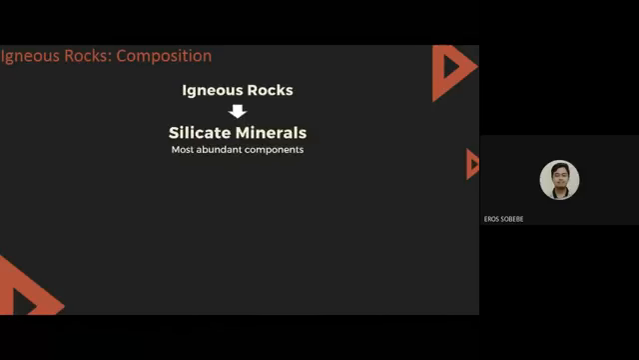Igneous rocks are composed mainly of silicate minerals. Chemical analysis shows that silicon and oxygen, usually expressed as silica, are by far the most abundant constituents of the magma and of igneous rocks. As magma cools and solidifies, these elements combine to form two major groups of silicate minerals.